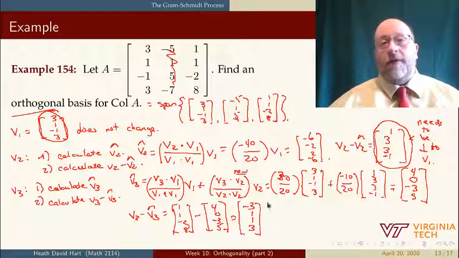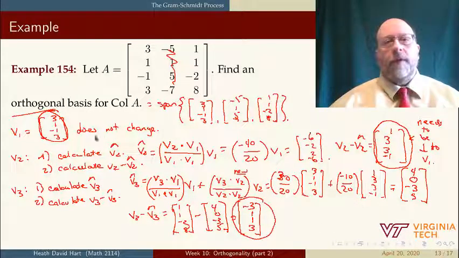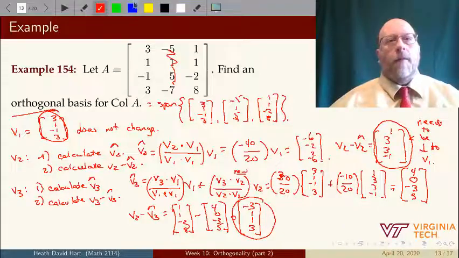If we did this right, again, this vector here should be orthogonal to both of these other two vectors. This dot product is negative 9 plus 1 minus 1 plus 9. So negative 9 and plus 1 is negative 8. Negative 8 minus 1 is negative 9. Negative 9 plus 9 is 0. And then this dot product should be 0 also.